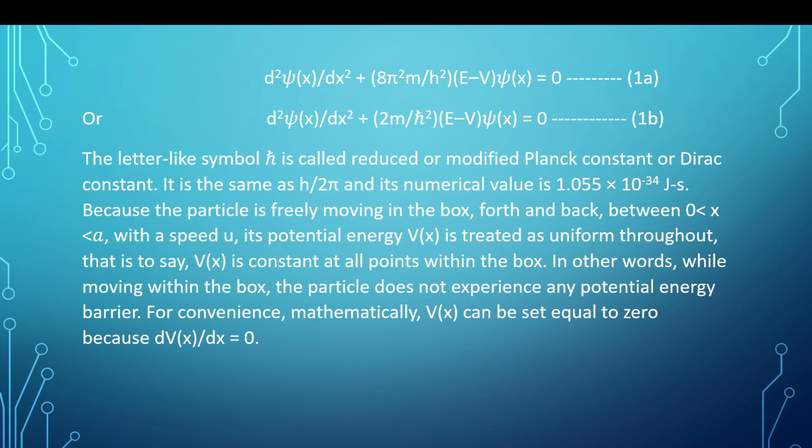Because the particle is freely moving in the box, forth and back between x greater than 0, less than a, with a speed u, its potential energy V(x) is treated as uniform throughout. That is to say, V(x) is constant at all points within the box. In other words, while moving within the box, the particle does not experience any potential energy barrier. For convenience, mathematically, V(x) is set equal to 0 because differentiation of constant is 0.